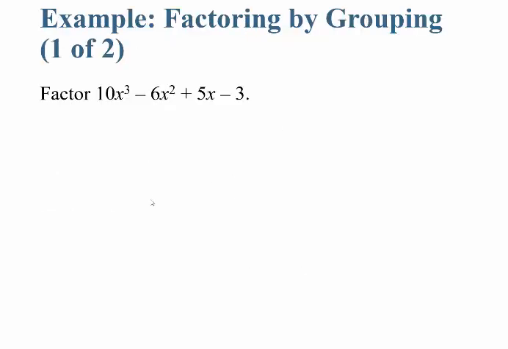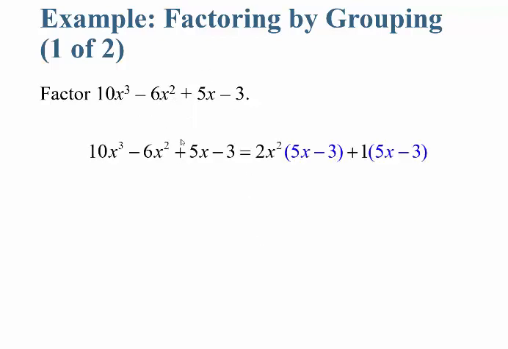Let's do another one here. I want to factor 10x cubed minus 6x squared plus 5x minus 3. I'm going to group the first two terms together, 10x cubed minus 6x squared. The GCF of this is 2x squared. When I factor that out, I'm left with 5x minus 3.